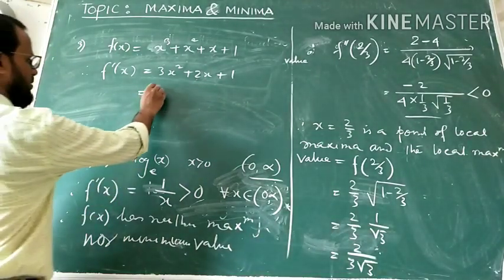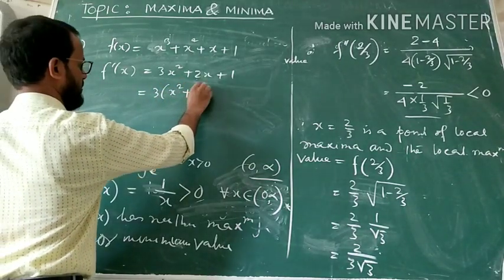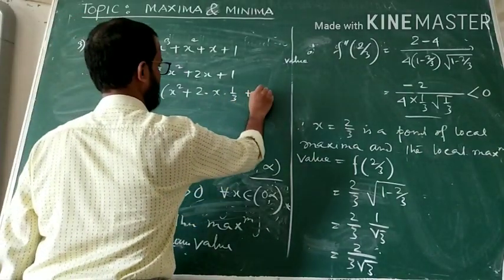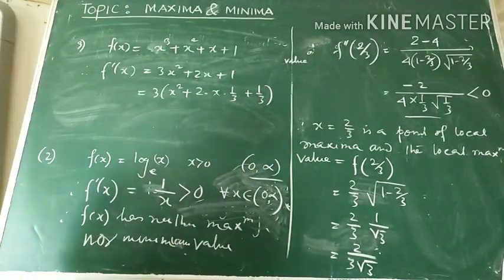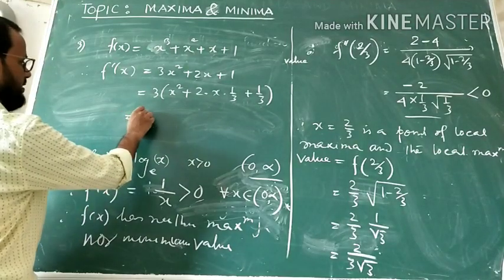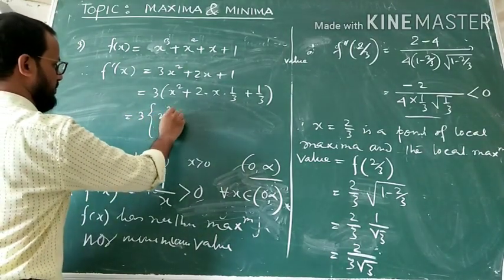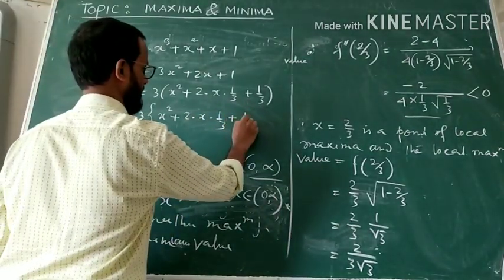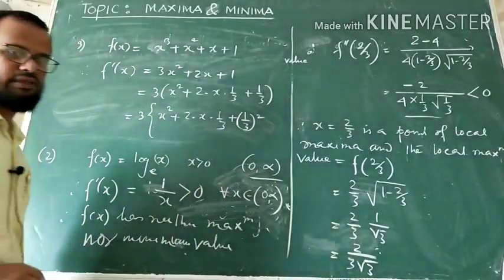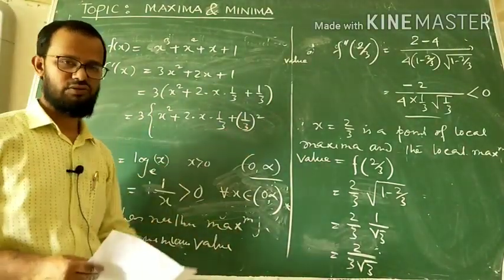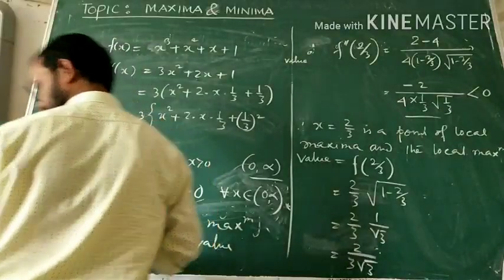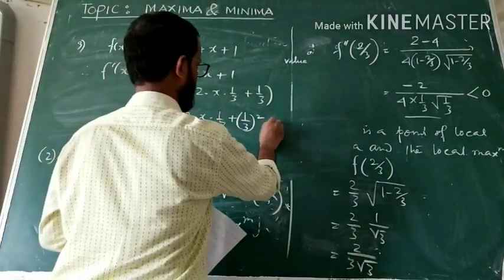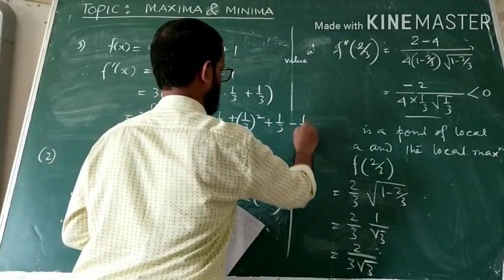You can take 3 common, it will be x square plus 2 into x into 1 by 3 plus 1 by 3. Can I write this? It can be written as 3 into x square plus 2 into x into 1 by 3 plus 1 by 3 whole square. So I am adding an extra term, 1 by 3 whole square. What do we do with it? Subtract it. So 1 by 3 minus 1 by 9.